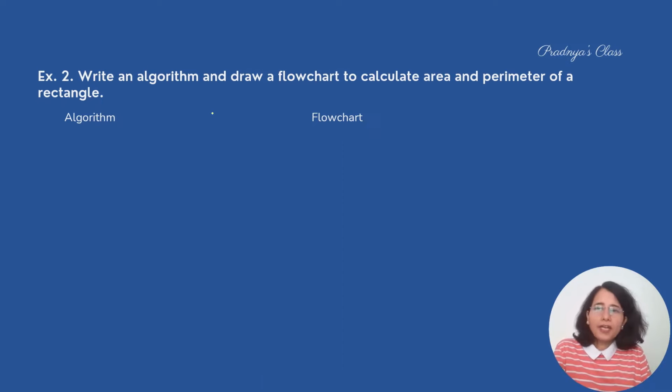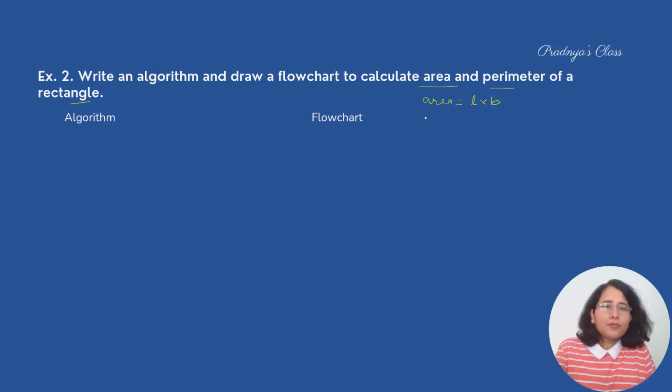Here we have to write the algorithm and draw the flowchart to calculate the area and perimeter of a rectangle. If you are a math student, you know the formula to calculate the area of a rectangle. So area is equal to length into breadth, and the perimeter is equal to 2 times (L plus B). To solve any problem, always identify what is the input, what is the processing, and what will be the output.